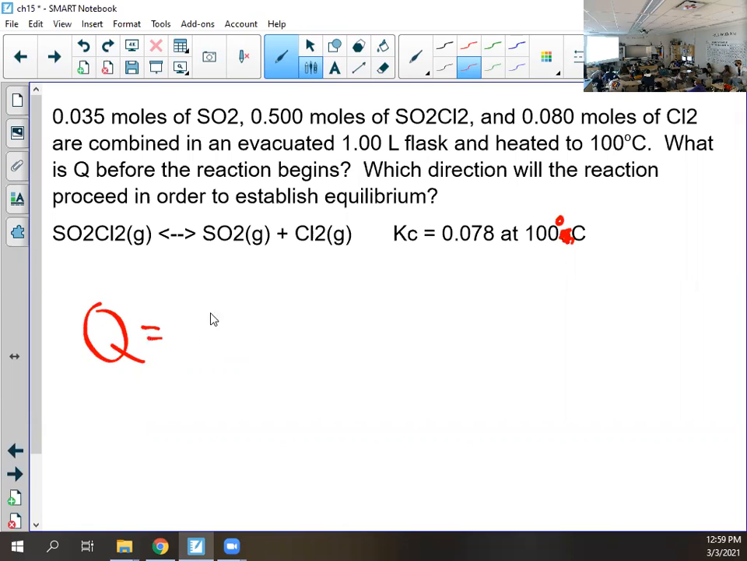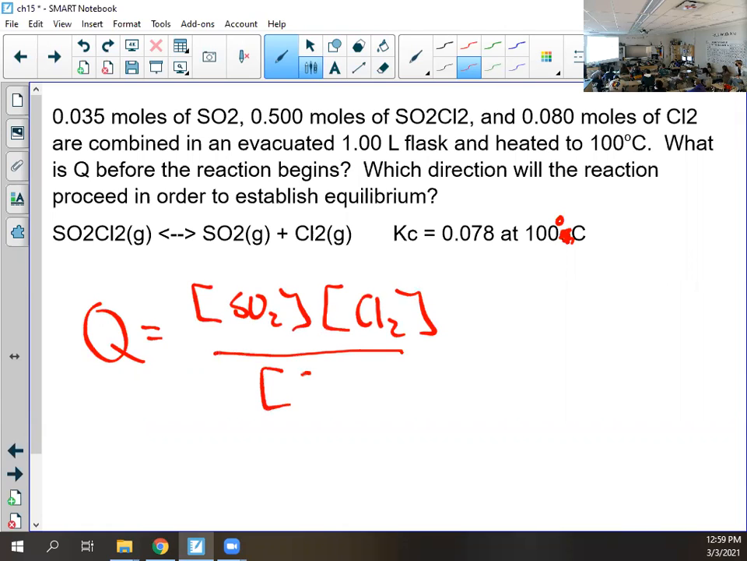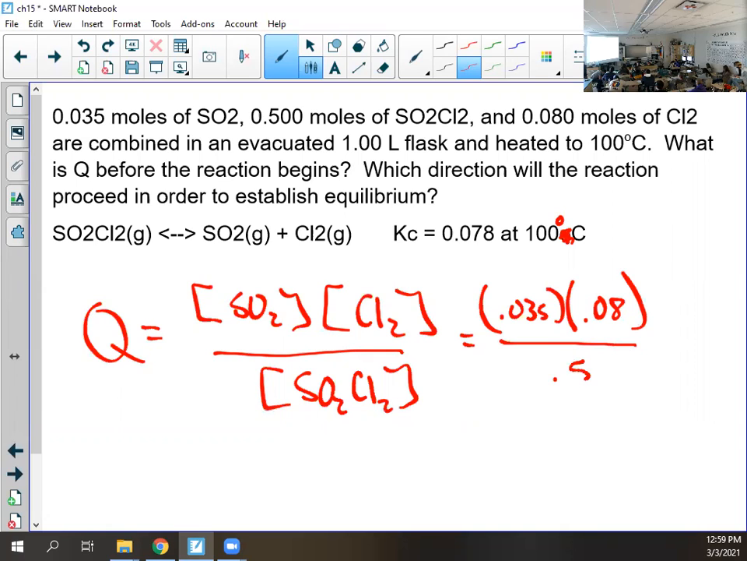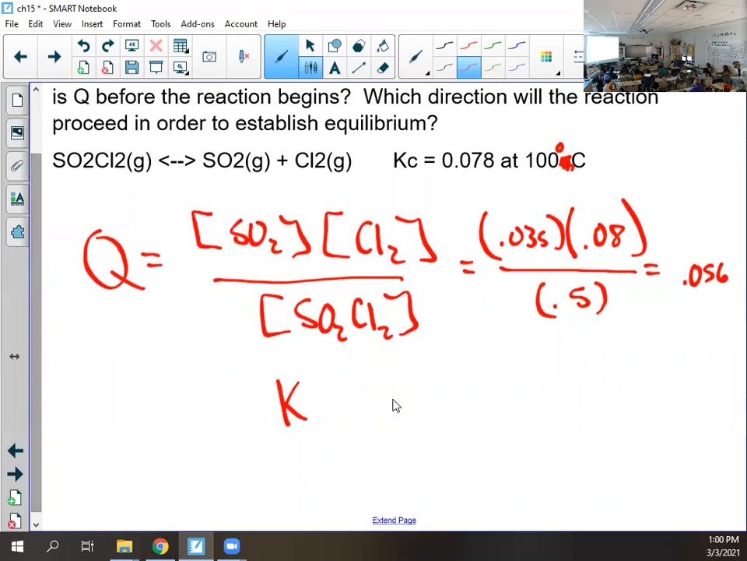Q equals the concentration of SO2 and the concentration of CO2 over the concentration of SO2 CO2. All right. Then it gave me all that up here, right? So, 0.035 times 0.08, and then 5. No, it's 0.0056. Oh, it's 0.0056? All right. Is it two zeros or one? One sounds right. All right, so Q is 0.0056.